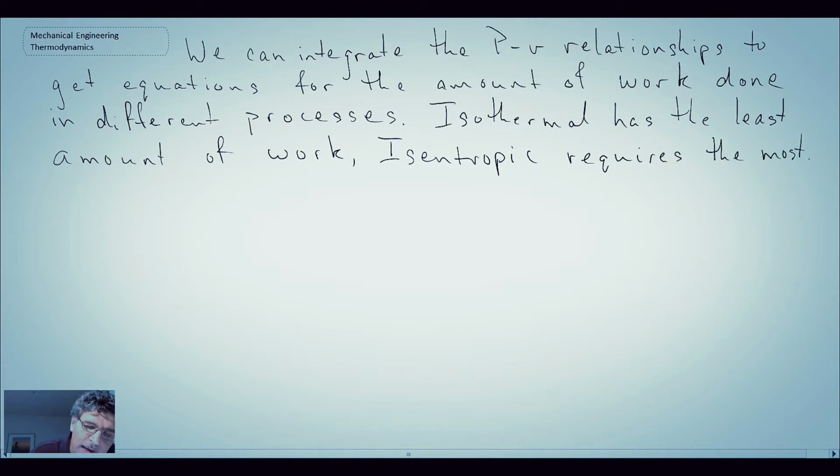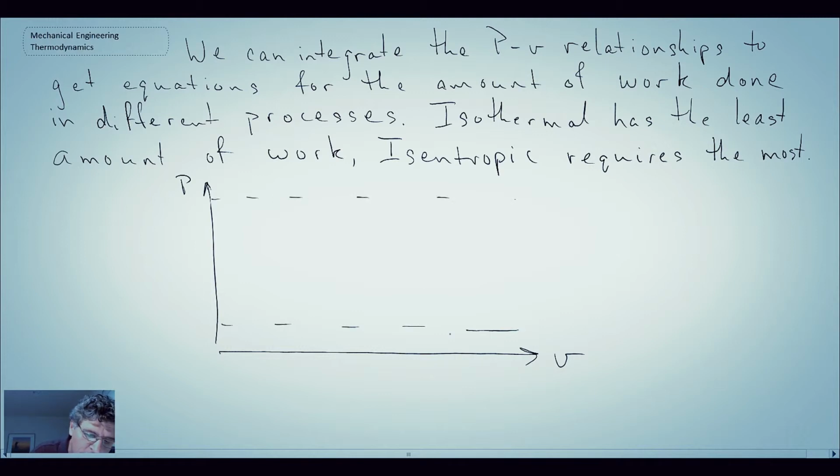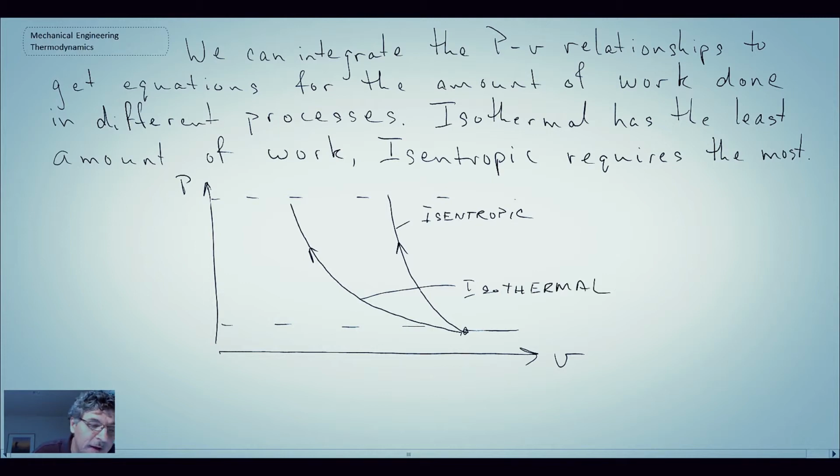And that actually makes sense. Again, if we sketch out our PV diagram, and we had the curves for isentropic and isothermal. So this one here was isentropic, and this one was isothermal. And we said that the work was equal to the area to the left.